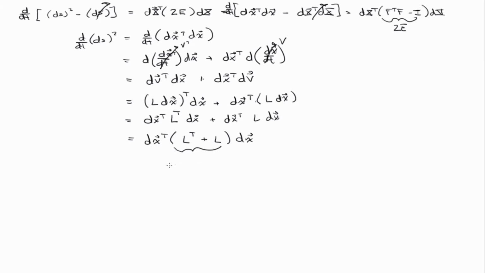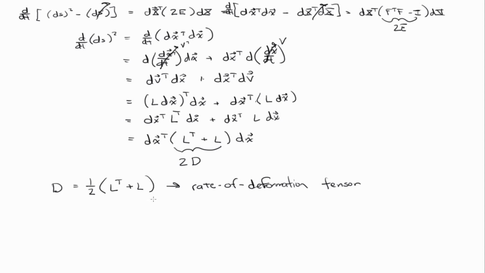And this thing we're going to call 2D, or D is equal to 1/2 L transpose plus L. And this thing is called the rate of deformation tensor. So it's the symmetric part of the velocity gradient, right? You can symmetrize any tensor matrix by taking 1/2 its transpose plus itself, right?